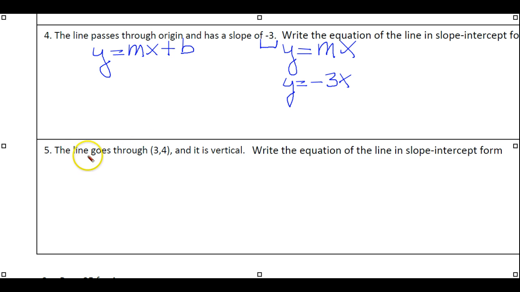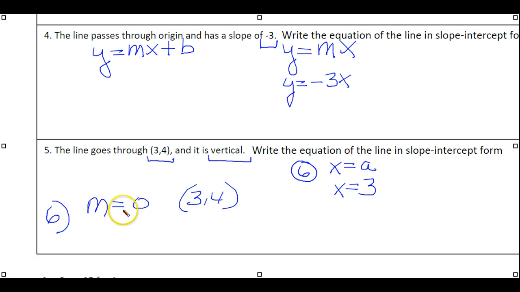Now here's a line that's going through this point, and it's vertical. Well, what was the equation we said for a vertical line? That was still formula 6. X equals a. That would be undefined slope. So, what's in our a position? 3. X equals 3.